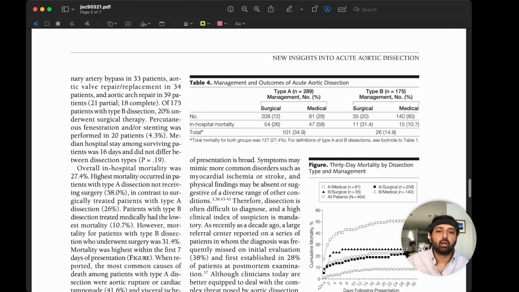Now, when you look at the outcomes, people who had a type A and were treated surgically had a way better outcome than the people's, let me say that again. So the people who had surgery, they still died at a rate of 26%. The people who were treated medically, they died at a rate of 60%. So, do the surgery if you can get to it in time.